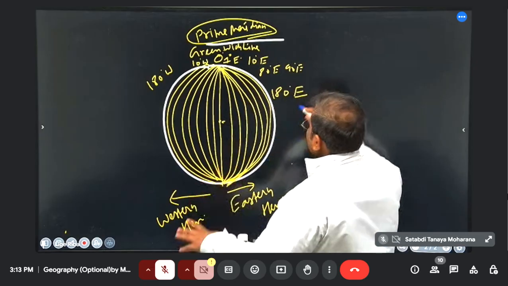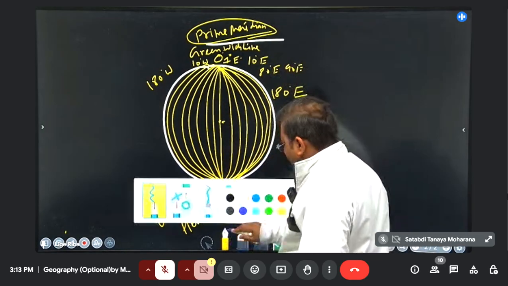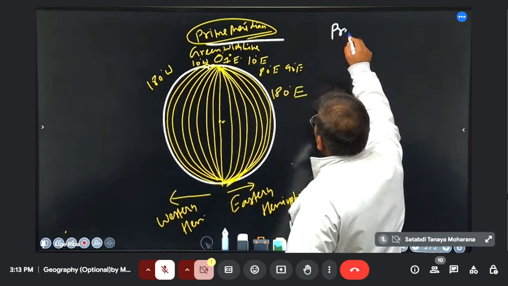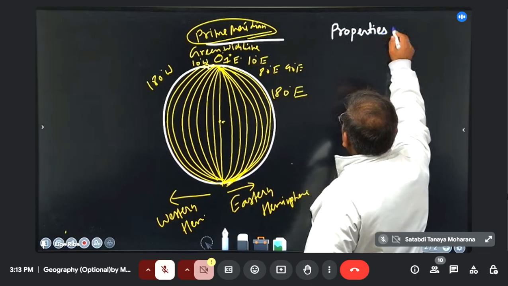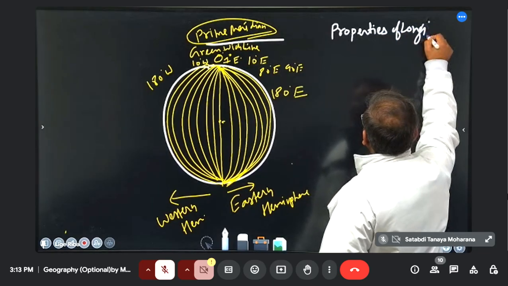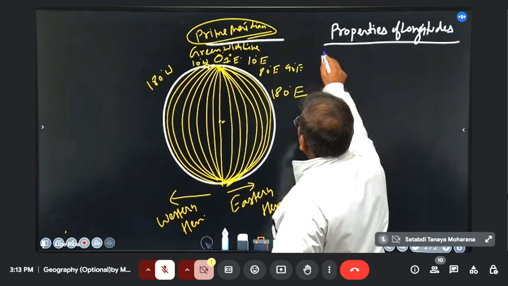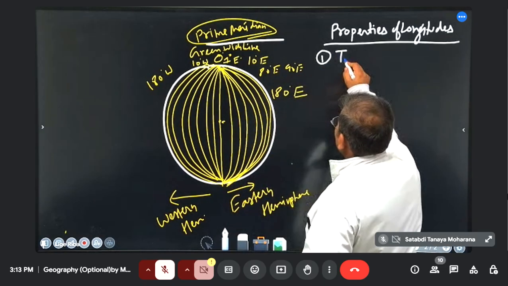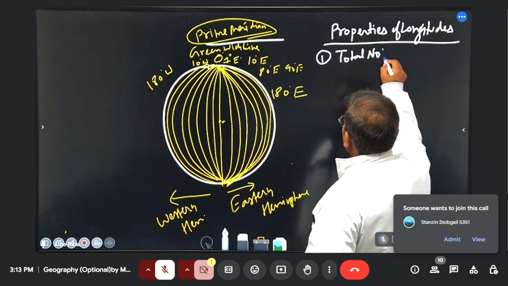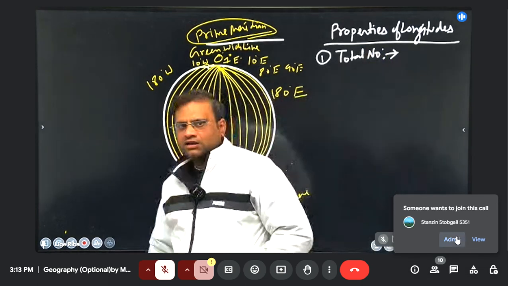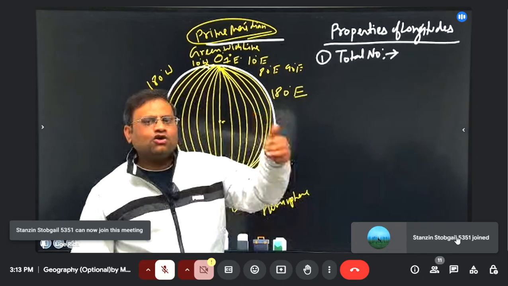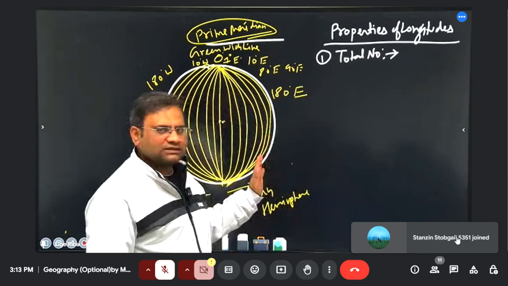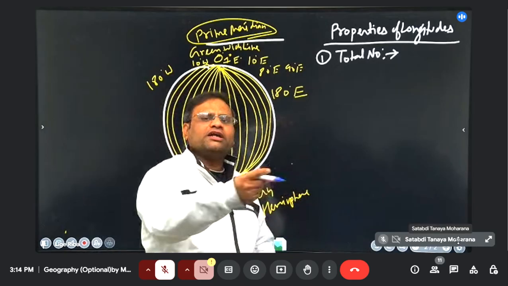So question is, what are the properties of these longitudes and what are the uses of them? So first see the properties of longitudes. Number one, total number. Tell me the number. Latitudes were 181: 90 north, 90 south, 0 degree equator also. But how many are these? 180 towards one hemisphere, 180 towards other.